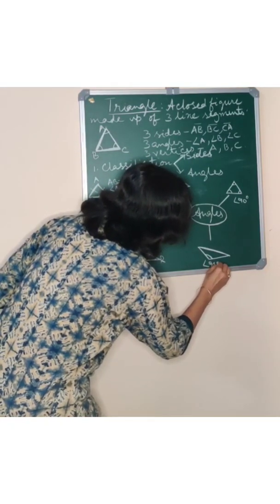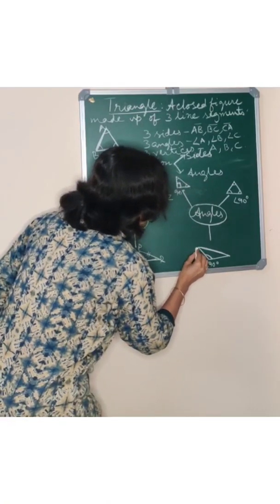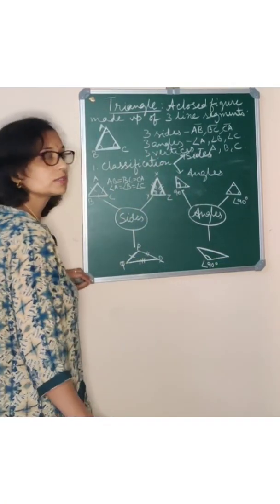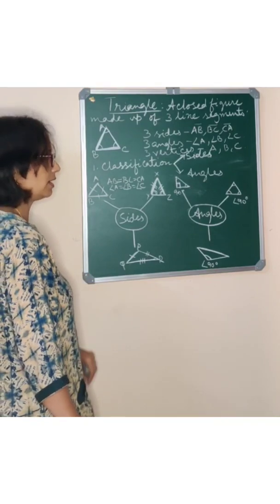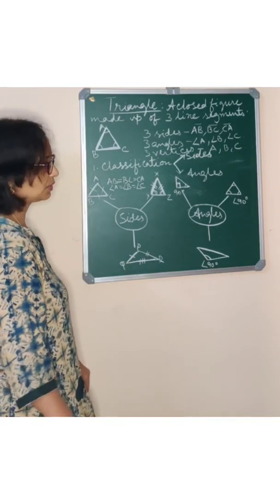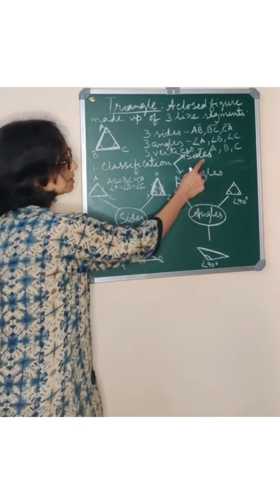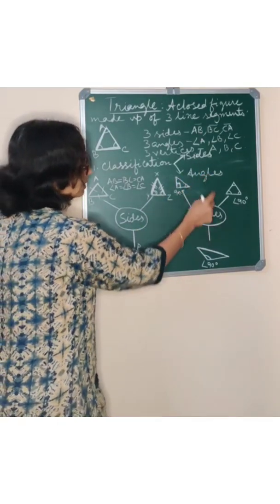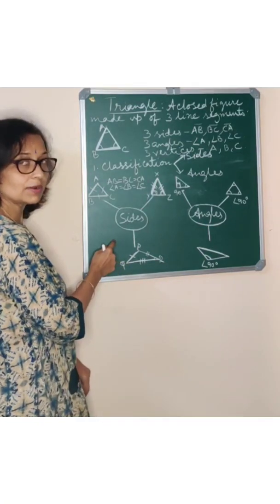This angle will be more than 90 degree. So this triangle is called obtuse angle triangle. So we have learnt classification of triangles. There are two types of classifications. One type is based on the sides and the other type is based on the angles. So once again I will repeat it.